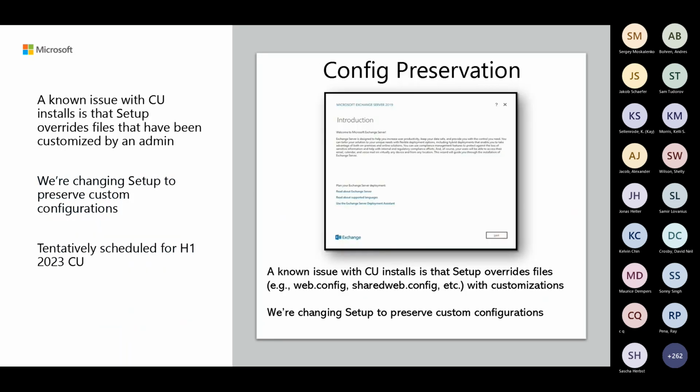And to help customers stay current on CUs, we're going to try to improve the update experience. Now, one of the known issues that I mentioned earlier with CUs is that setup overrides files like the web.config and shared web.config. And these files contain customizations, for example, client-specific message size limits. And after the CU is installed, the admin has to reapply these changes. So as a result, admins often back up and restore their custom settings after installing a CU.